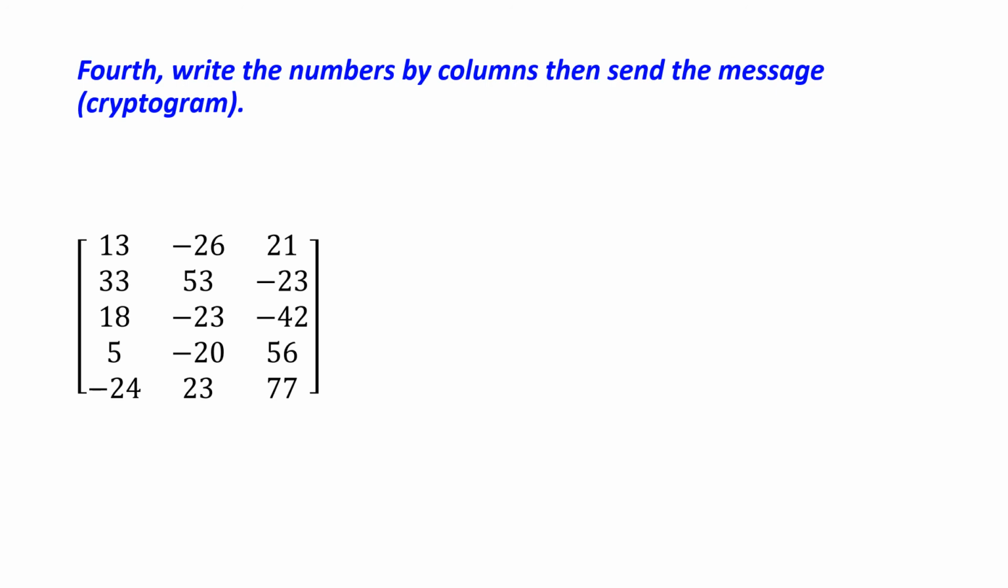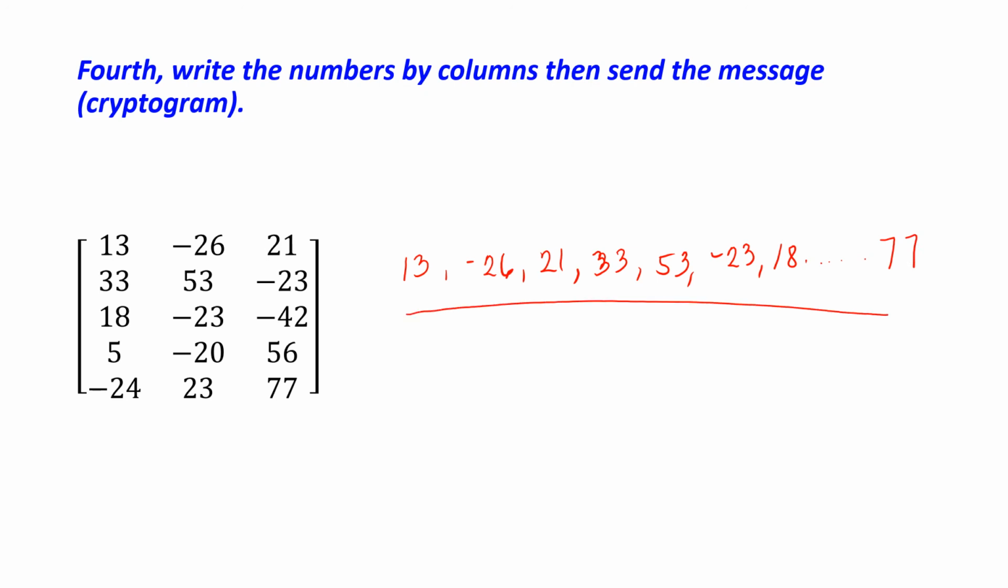So in this case, we're just going to write 13, negative 26, 21, 33, 33, 53, negative 23, 18, and so on until 77. So there you have our cryptogram. So that's all for encoding a message using matrices.